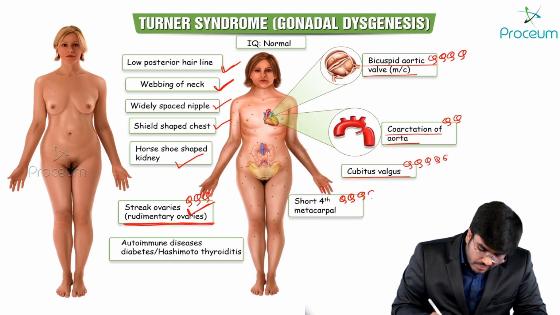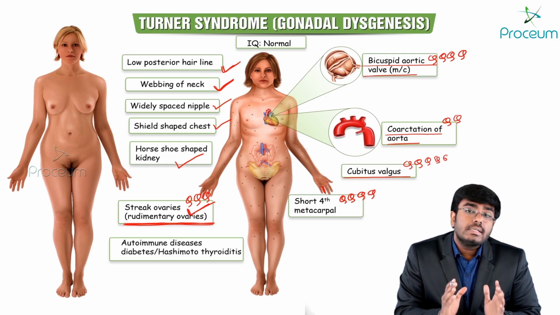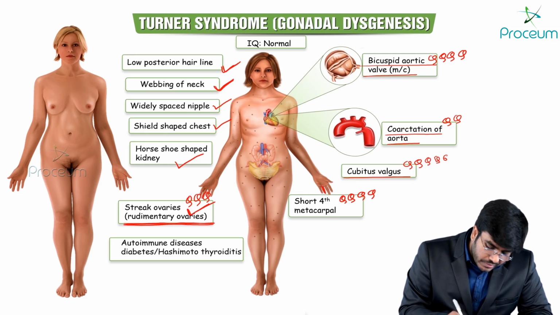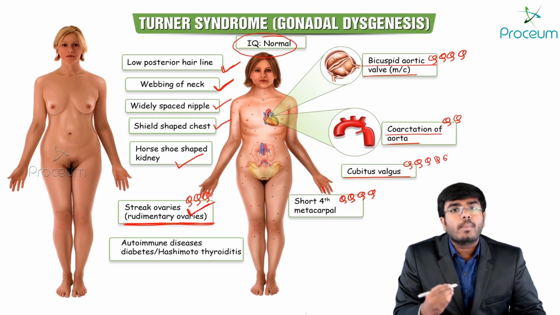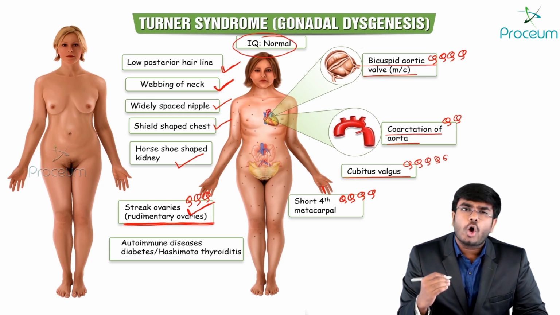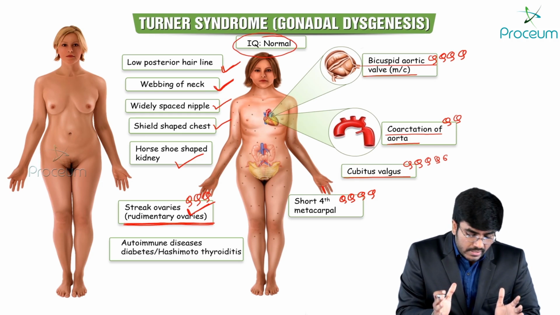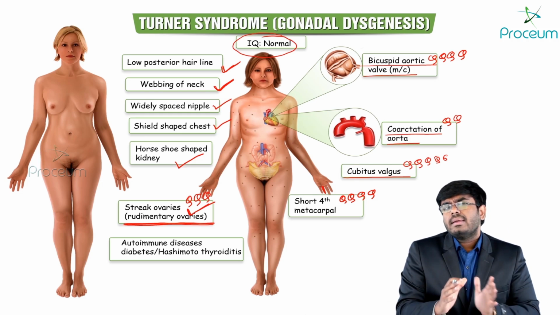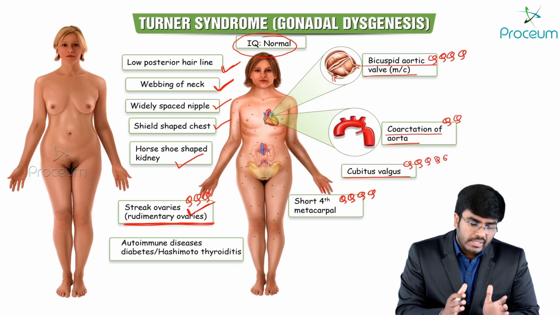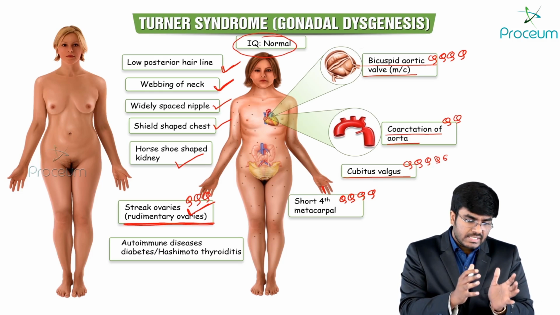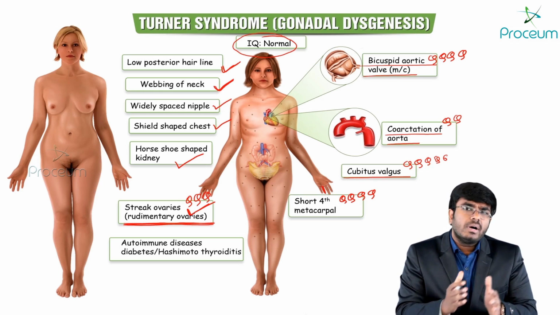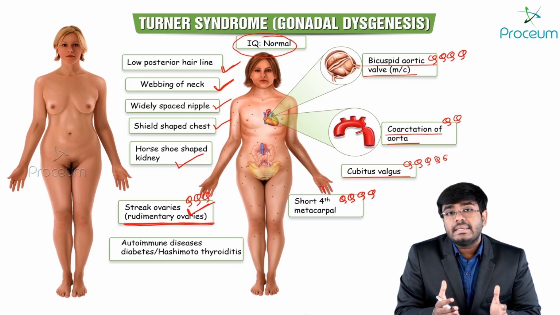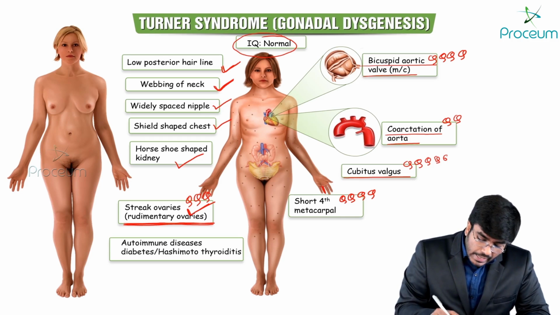These are the features of Turner syndrome. Important MCQ: these Turner females, most of the time, will have normal intelligence. IQ will be normal. These are very important points to know about the Turner female. During infancy, the female just born, this Turner female, at the time of her birth might also present with cystic hygroma.